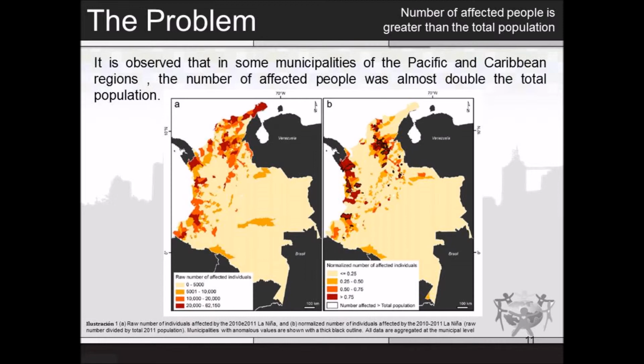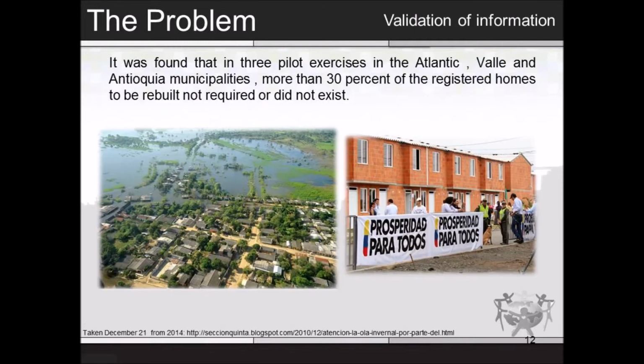The most extreme cases were observed in some municipalities from the Pacific and Caribbean states, where the number of affected individuals was nearly twice the total population. They believe this was a consequence of inaccurate population projection from the 2005 census or incorrect registration from individuals affected by flooding, with many individuals registered multiple times.